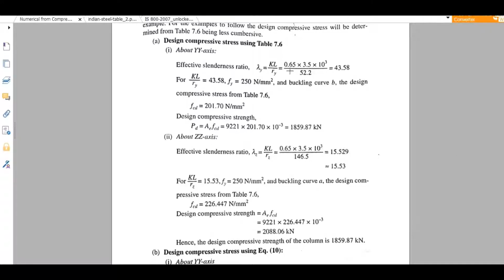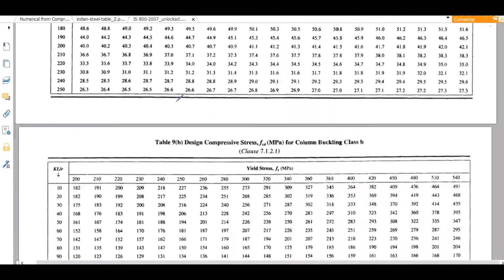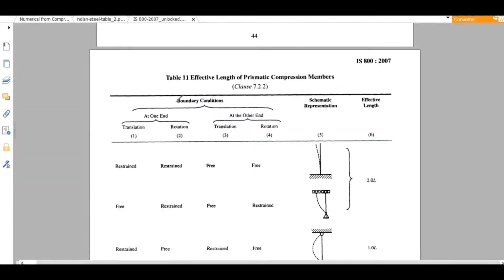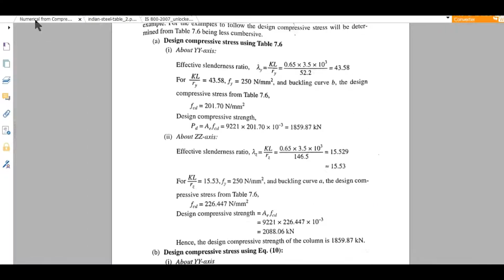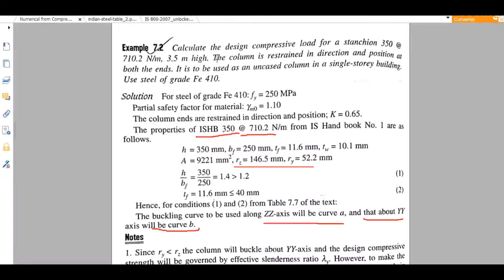So k is equal to 0.65. How can you get this k equal to 0.65? It will be from the effective length factor, so you can get it from Table 11, on page number 45. Here you can see there are different boundary conditions, and for different cases the effective length factor is different. In the question, you can read first that the column is restrained in direction and position. Direction means rotation is fixed and position means translation is fixed, so it cannot move and it cannot rotate.